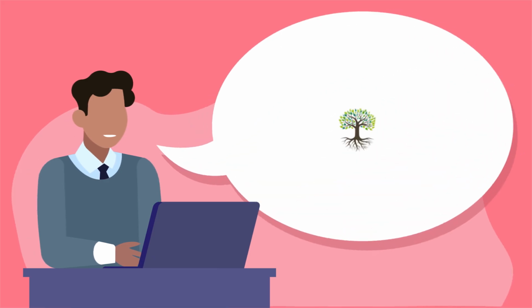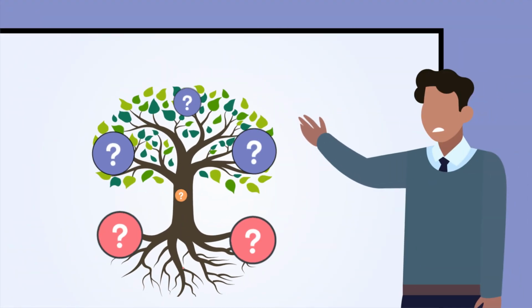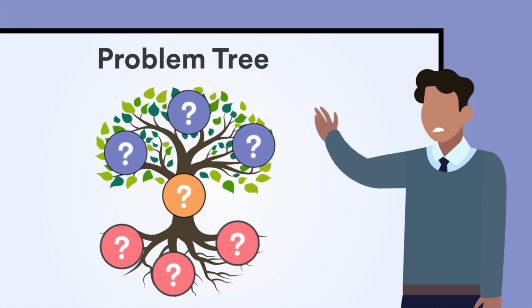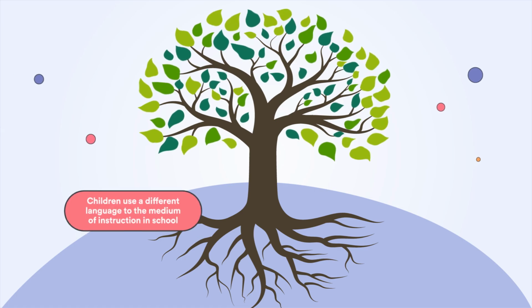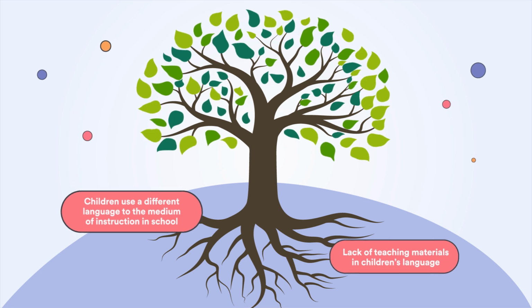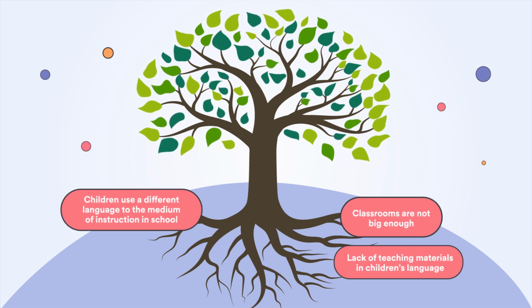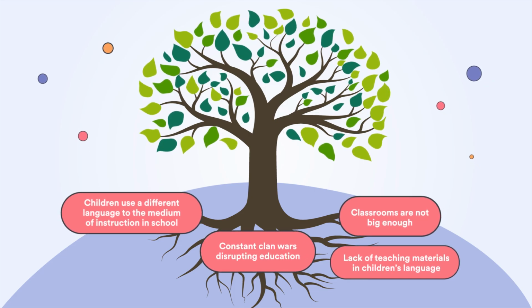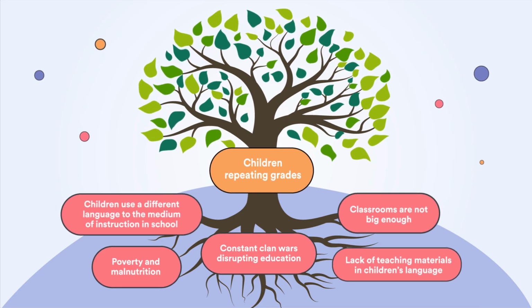Here is another example using a different tool. In a rural district, many children are repeating grades. In a staff meeting, the head teacher draws a problem tree to discuss this with teachers. Some of the root problems are: children use a different language to the medium of school instruction. There are no teaching materials in children's language. Classrooms are not big enough. Constant clan wars disrupt education. Poverty and malnutrition. All these factors cause children to repeat grades.